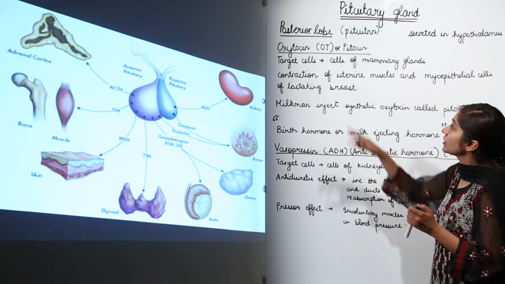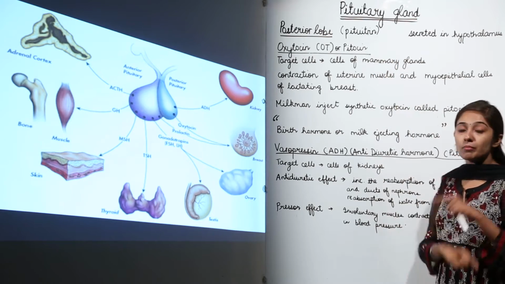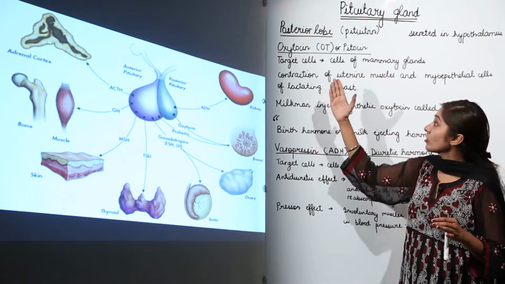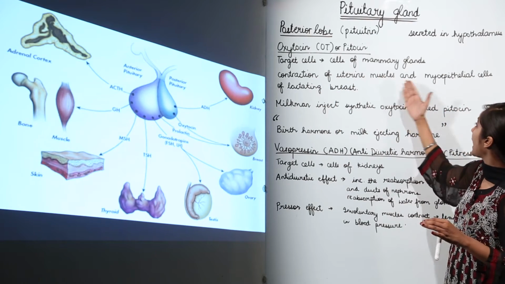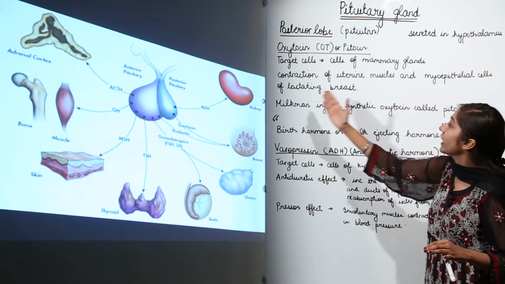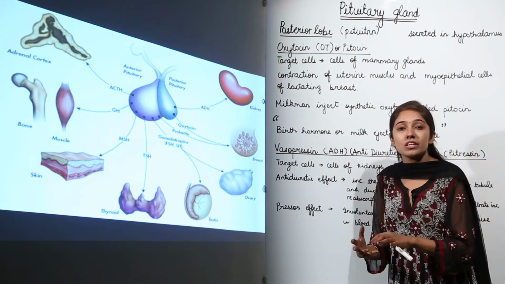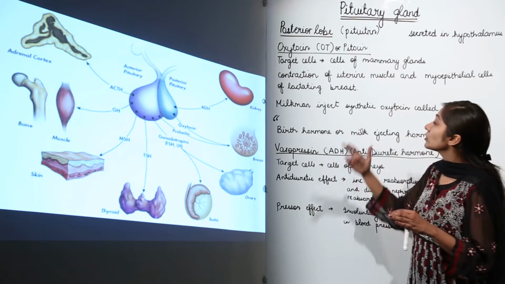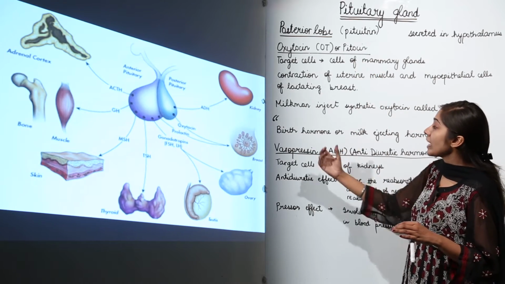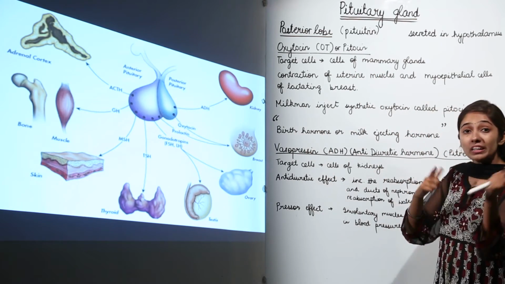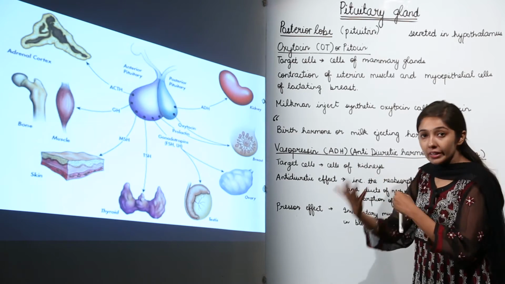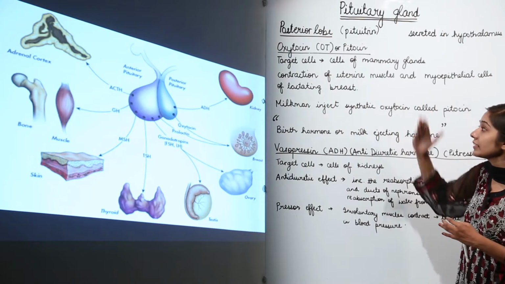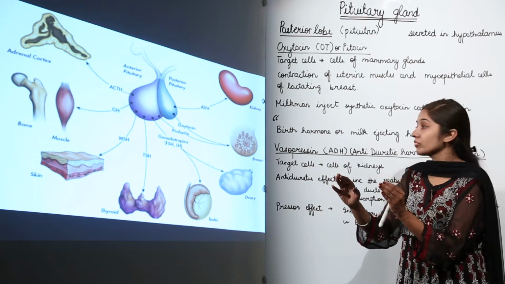The target cell of oxytocin is the cells of mammary glands. Remember, mammary glands means a breast. Now what happens? There is contraction of uterine muscles and the myoepithelial cells of the lactating breast. So it helps in the secretion of milk from the mammary glands. So that is why this hormone is also known as the birth hormone. Why birth hormone? Because during birth of the child, it is going to help in the contraction of the uterine muscles, which help in the birth of the child.